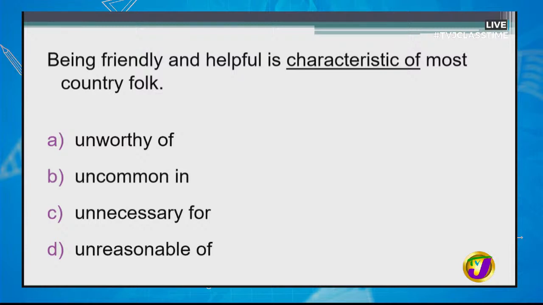Uncommon in. So something that is characteristic is something that is typical. You find it in most cases or all cases sometimes. So the opposite of that is something that would be uncommon, something you don't expect to see. All right, let's look at our next sentence now.